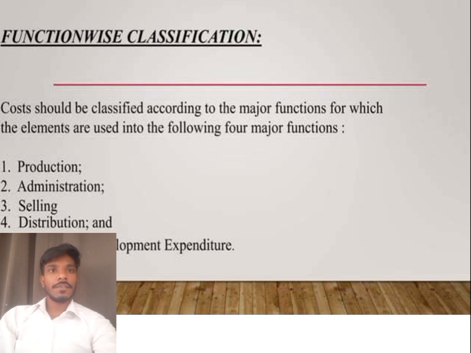Function-wise classification. Cost should be classified according to the major functions for which the elements are used, in the following major functions: production, administration, selling and distribution.